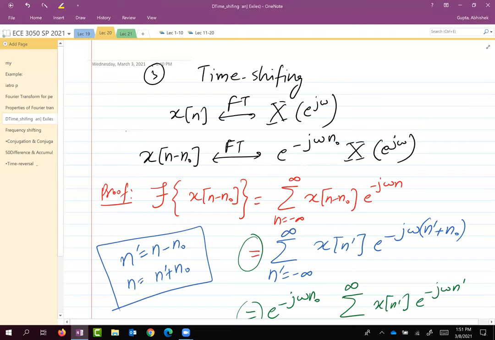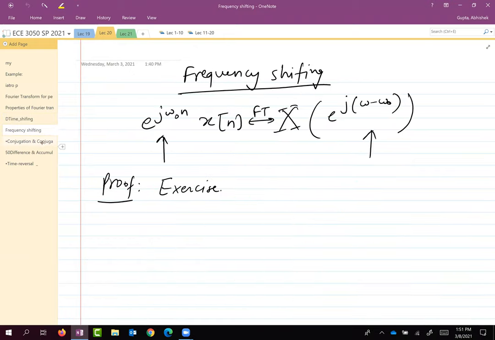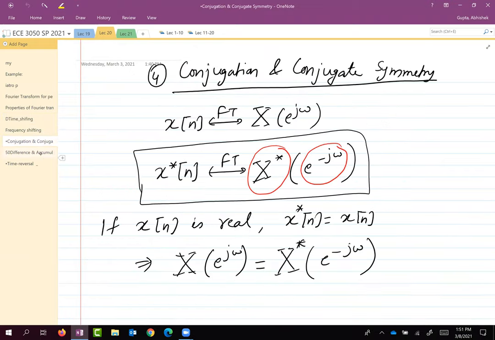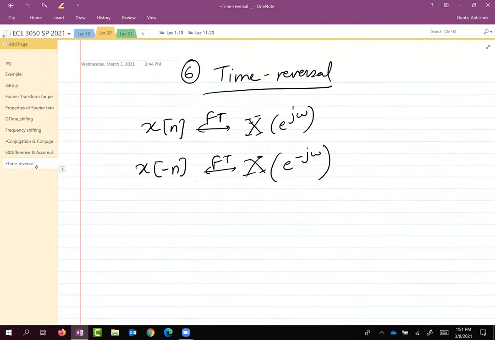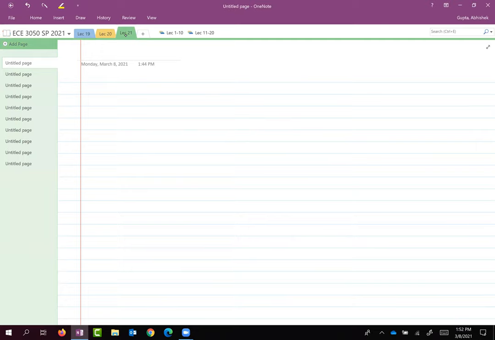We talked about time shifting, frequency shifting, conjugation, difference, and accumulation. And then we talked about time reversal. So these were the different properties we had talked about in the context of Fourier transform for discrete time aperiodic signals. Today, we are going to continue our discussion on the same topic, and we'll talk about some other properties of Fourier transform, including the convolution property and the multiplication property of Fourier transform.